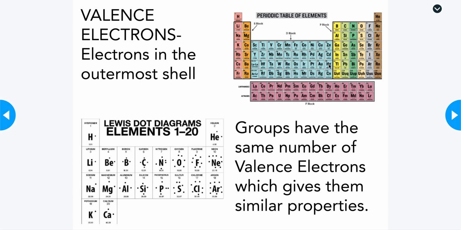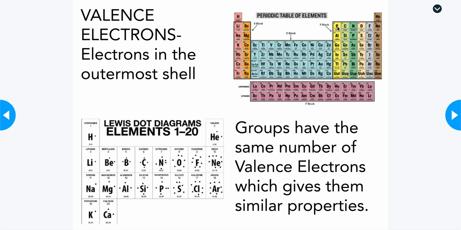We skip over this light blue section called the transition metals and this purple section, the lanthanide and actinide series. When you get down there to those, valence electrons get all kinds of weird. So we're not going to do that in this class. Instead, we're just going to focus mostly on the first 20 elements and their groups.